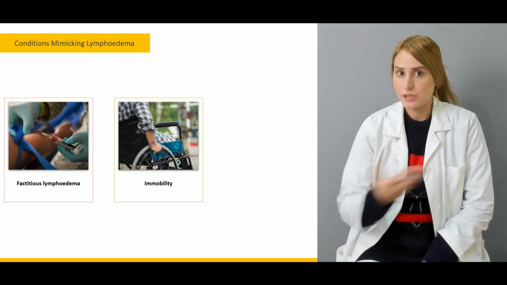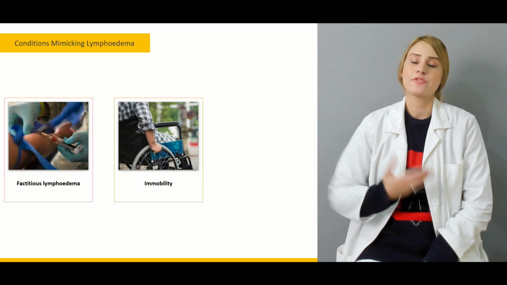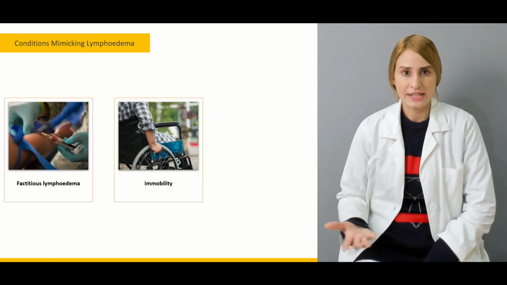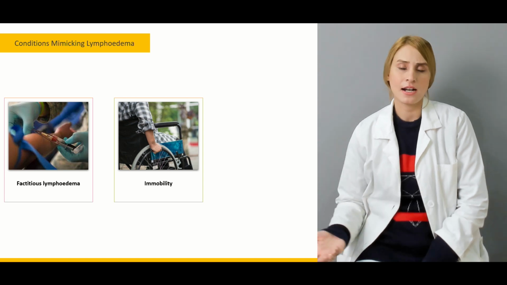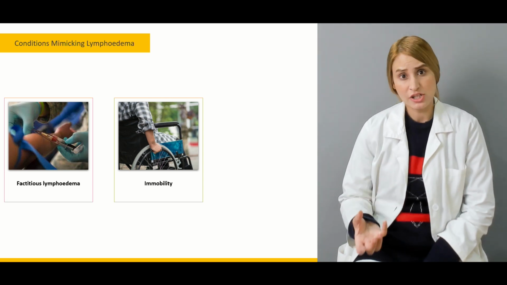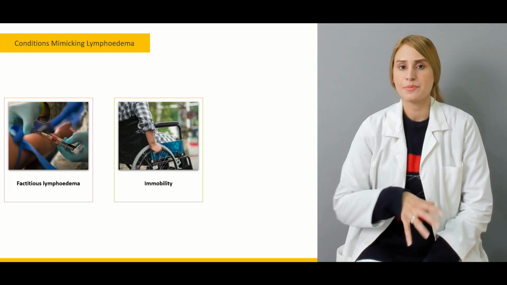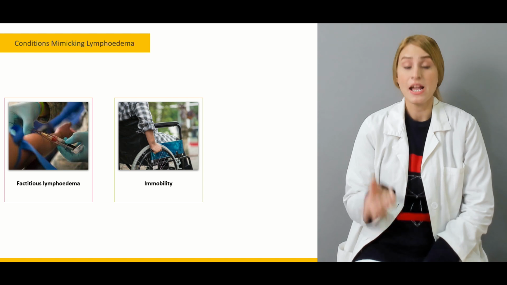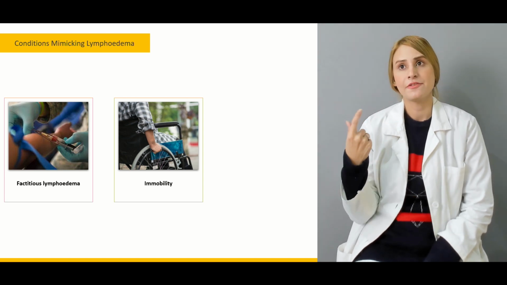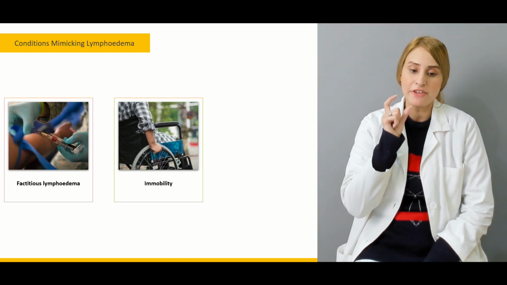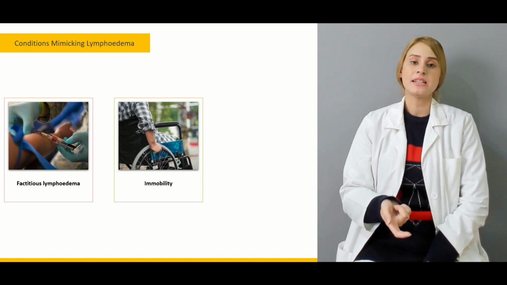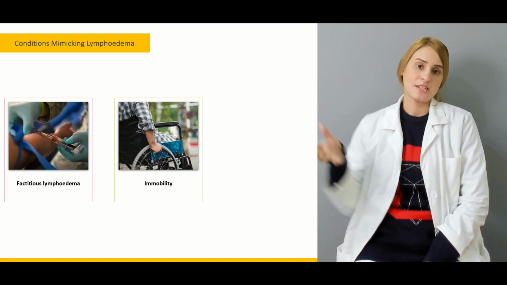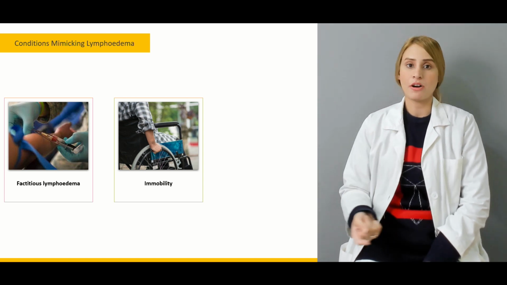Immobility. All those patients who are after amputation, or orthopedic surgery for a very, very long time, and the patients especially who develop stroke or quadriplegia or paraplegia, are unable to move. So immobility is another thing. It can be a factor for developing lymphedema, or it can be a condition which is mimicking lymphedema. Now, how are you going to differentiate?